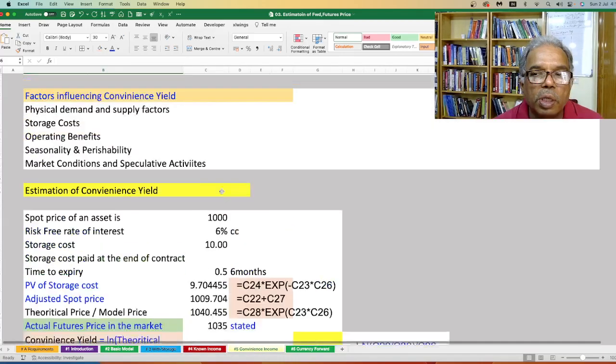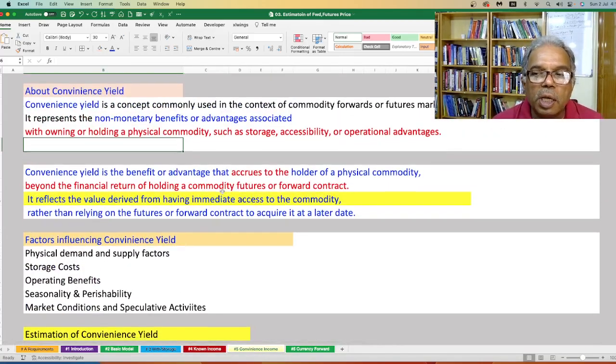Let's quickly discuss what is convenience yield. Convenience yield is a concept commonly used in the context of commodity forwards, especially consumption-based commodity forwards or futures. It is nothing but a non-monetary benefit or advantage associated with owning the physical commodity, such as storage or accessibility and operational advantages. So the convenience yield is actually a benefit that accrues to the holder of the physical commodity beyond the financial return of holding the commodity.